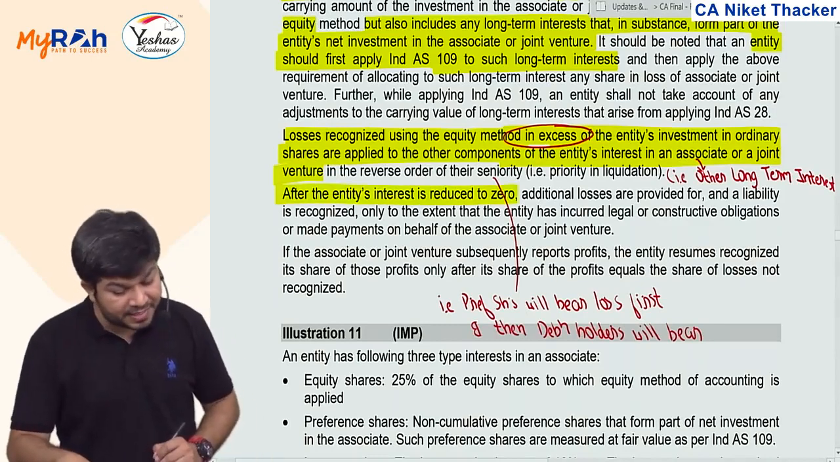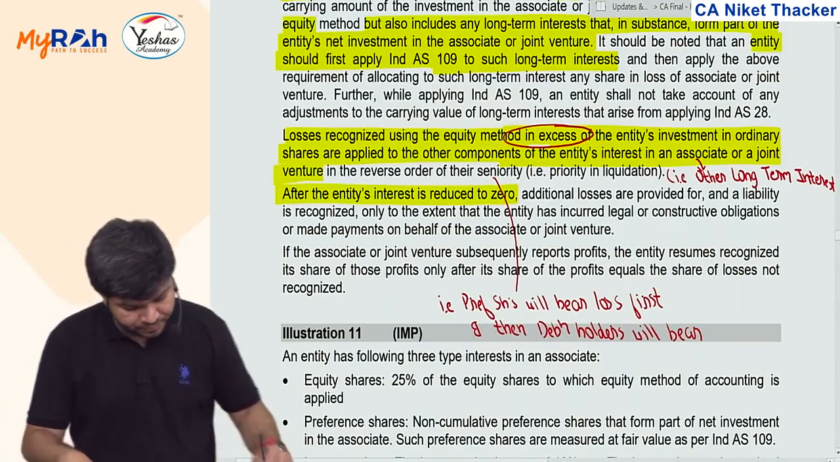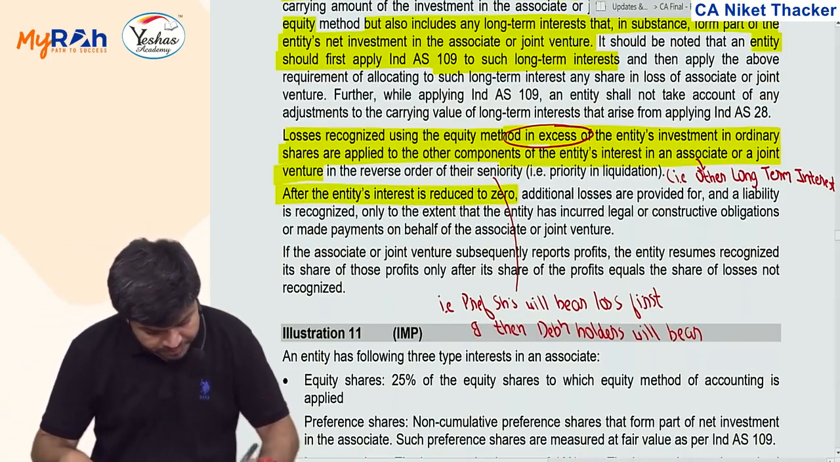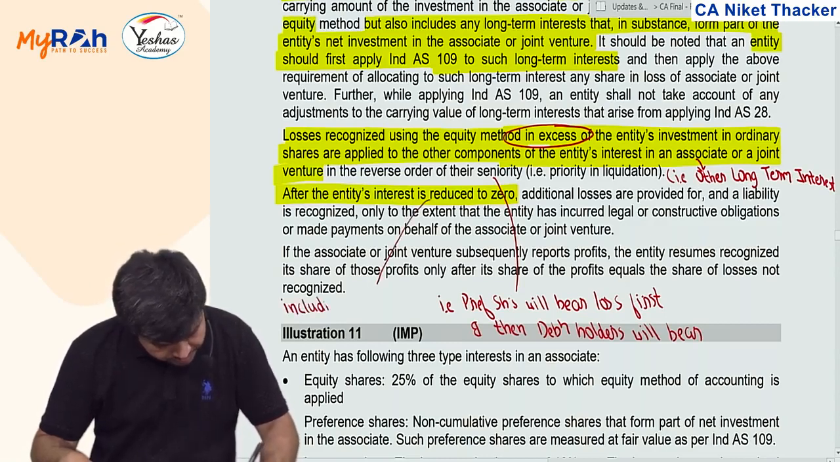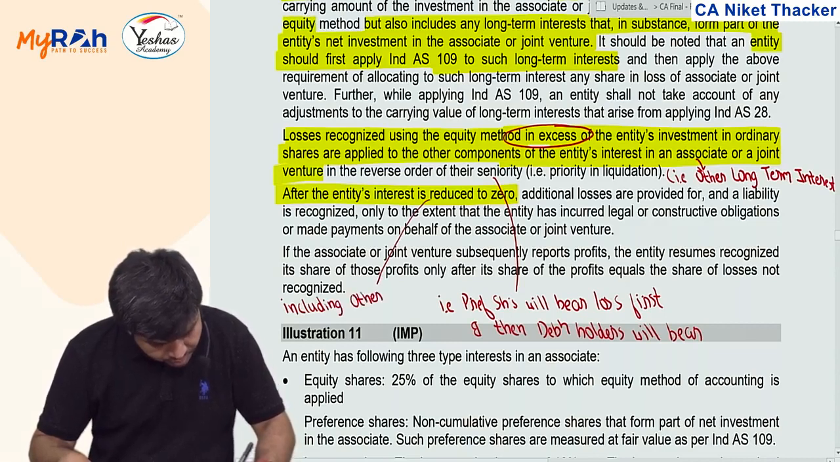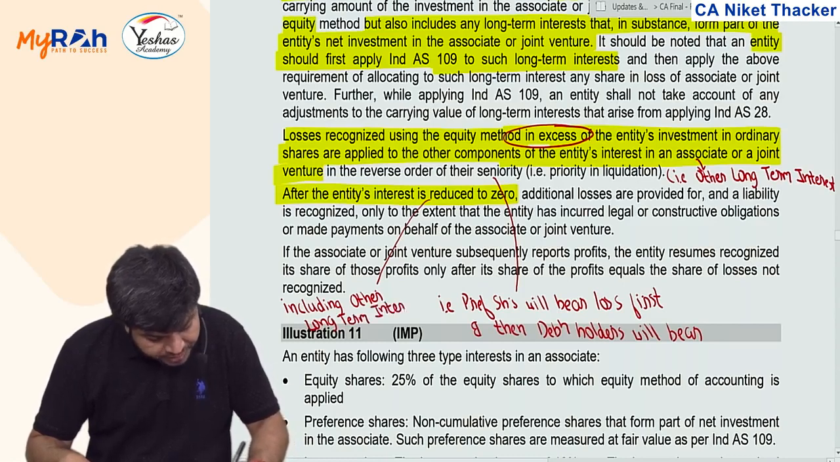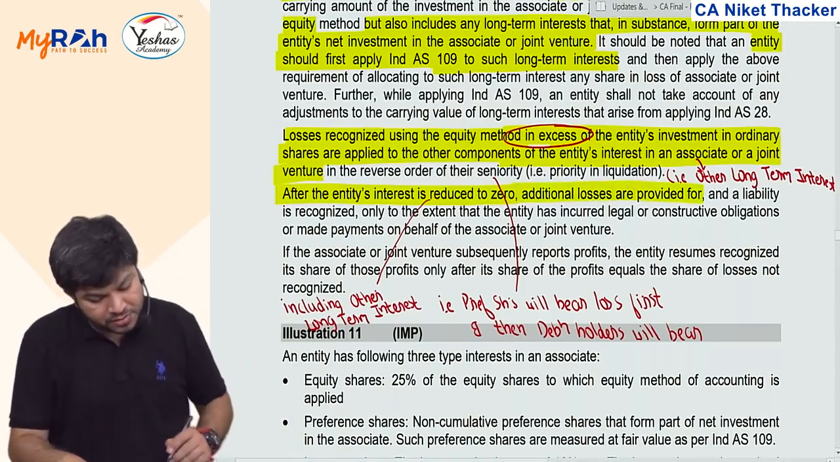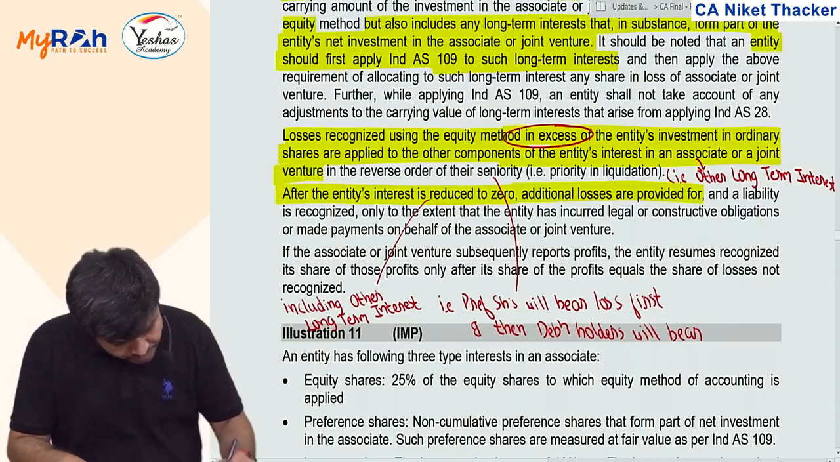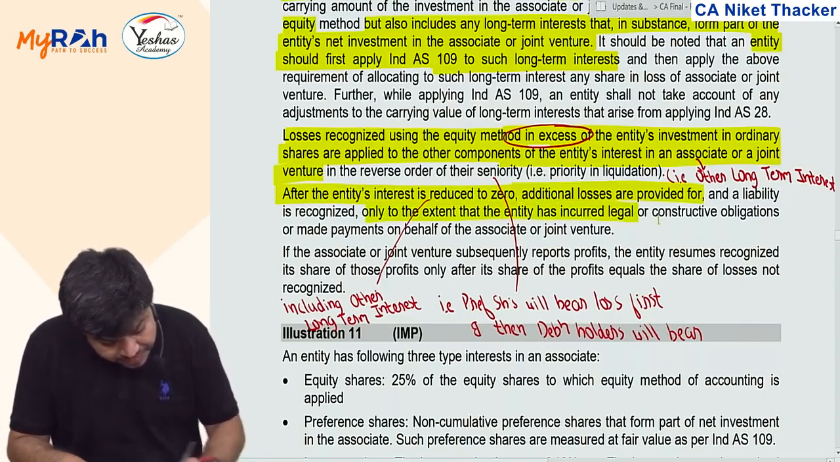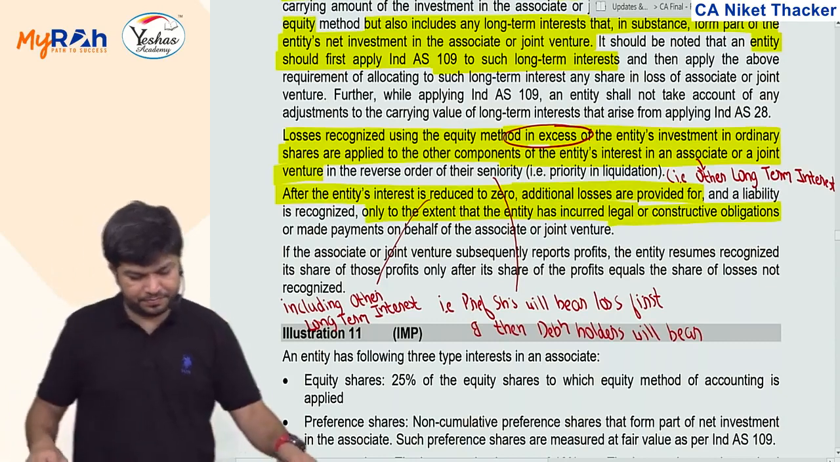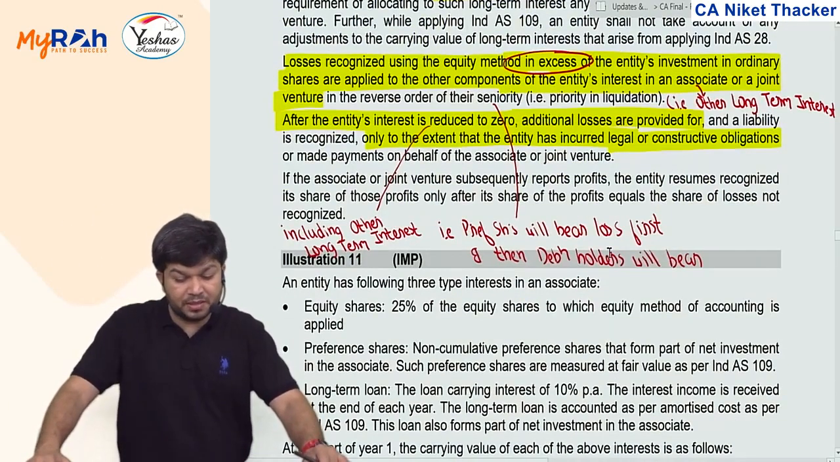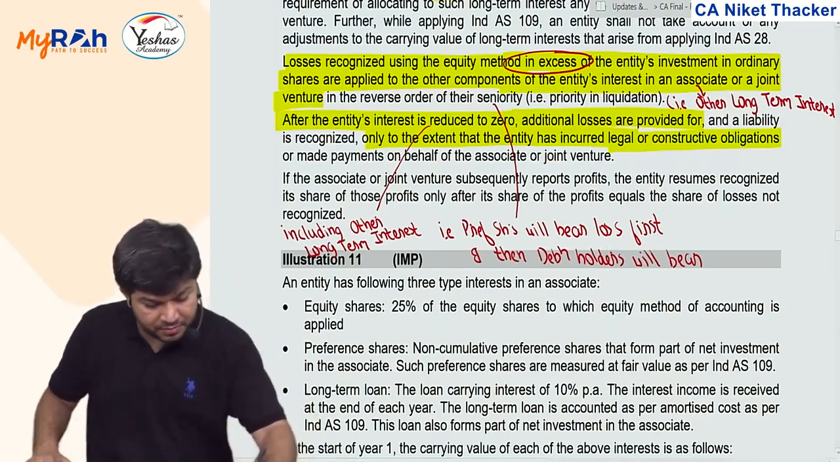After the entity's interest is reduced to 0, including other long-term interest, if everything became 0, the additional loss we should provide only if we have to compensate. Additional losses are provided only to the extent we have a legal or contractual obligation, otherwise no.